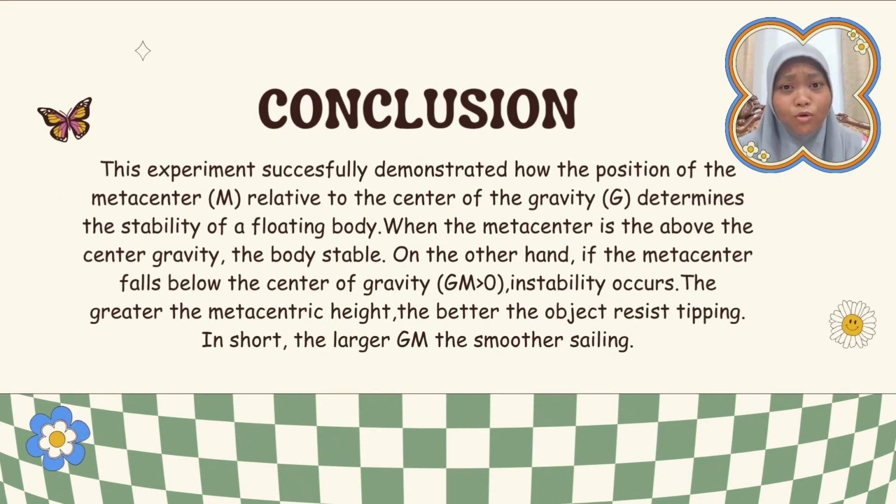Last but not least, the conclusion. This experiment successfully demonstrates how the position of the metacenter M relative to the center of gravity G determines the stability of a floating body. When the metacenter is above the center of gravity, the body is stable. On the other hand, if the metacenter falls below the center of gravity, GM is less than 0 and instability occurs. The greater the metacentric height, the better the object resists tipping. In short, the larger the GM, the smoother the sailing.